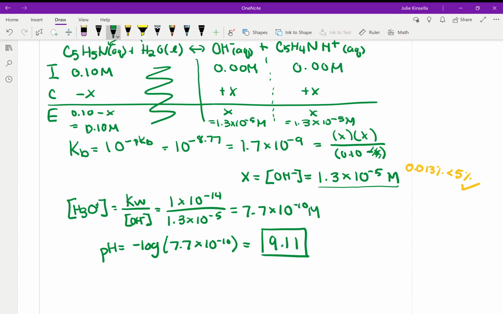All right, so go ahead and do the one practice for me, and I'll be giving you practice leading up to the tests on these weak base calculations.